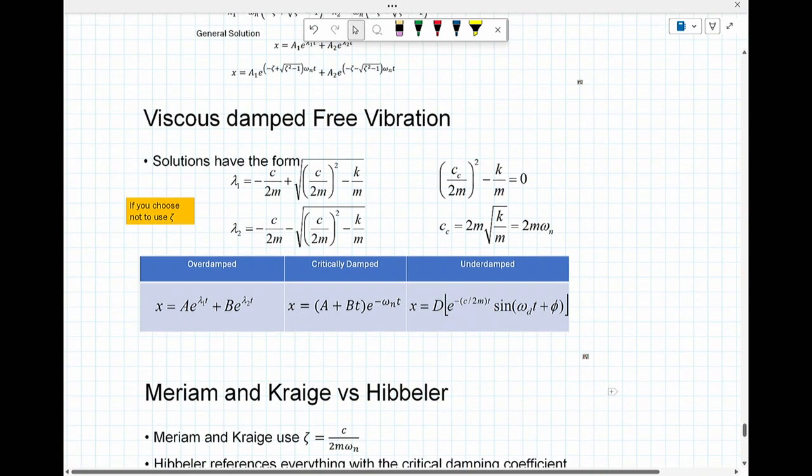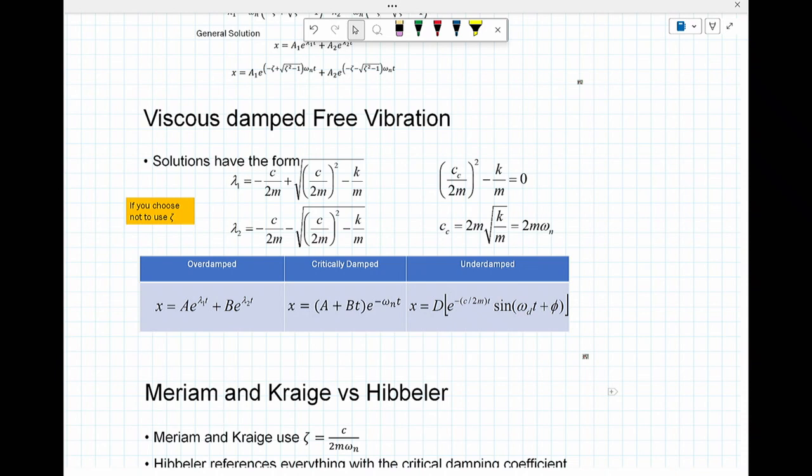Overdamped, zeta is greater than 1. Your solution is x equals A e to the lambda 1 t plus B e to the lambda 2 t. Critically damped, zeta equals 1. And because lambda 1 and lambda 2 are the same, you get (A plus B t) e to the minus omega n t. That critically damped case will be one where you have the fastest diminishment in the vibration. And again, you'll notice that it goes off in a similar profile.